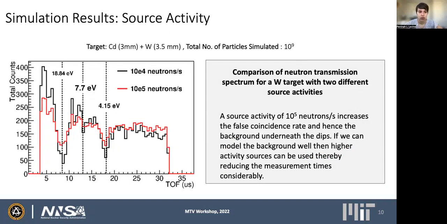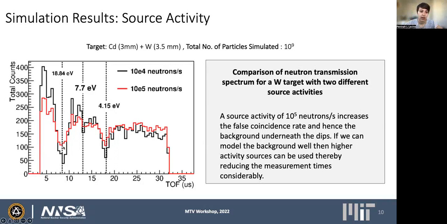Continuing on from that, we want to see how well our source shows those attenuation lines where the neutron energies get absorbed or scattered. And here we're continuing to compare neutron transmission for two different source activities. Once again, 10^4 neutrons per second and 10^5 neutrons per second. And so for both sources, you can really see those dips.